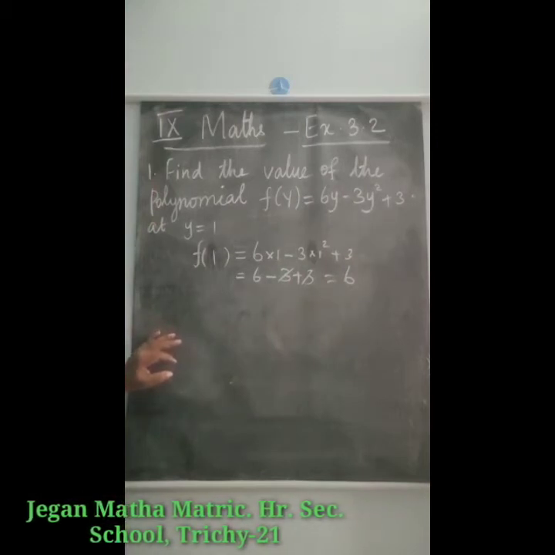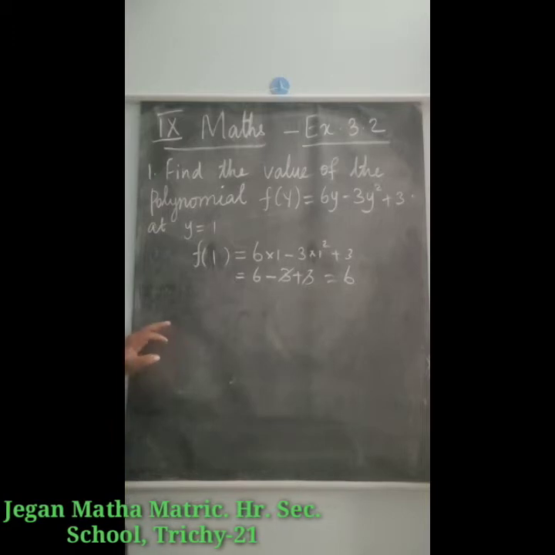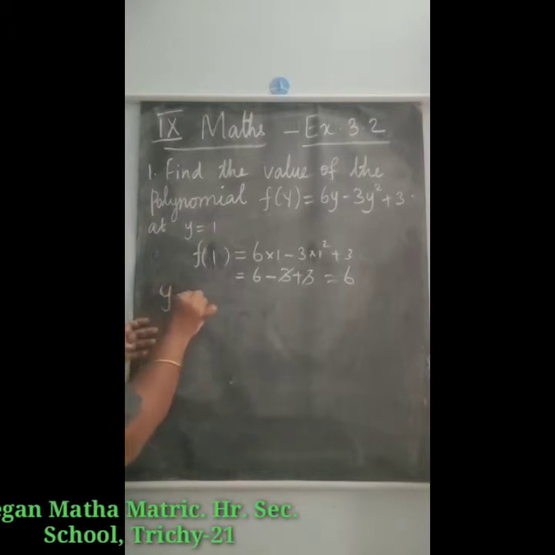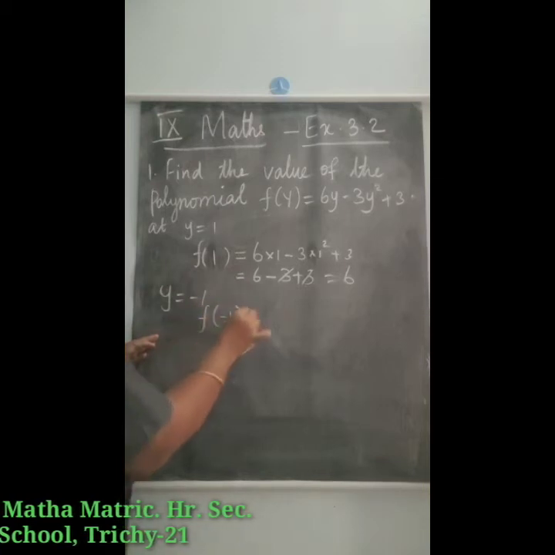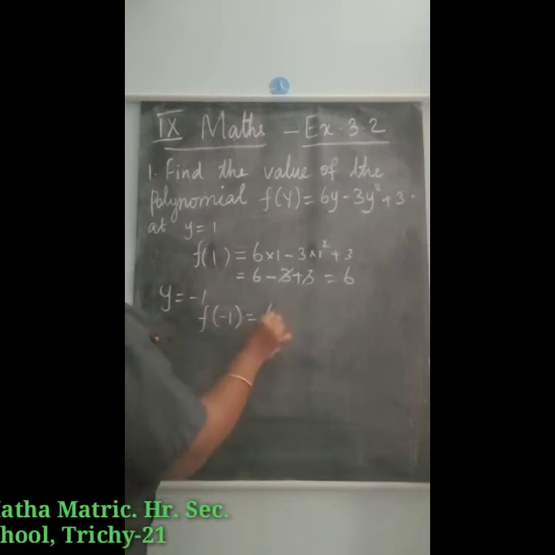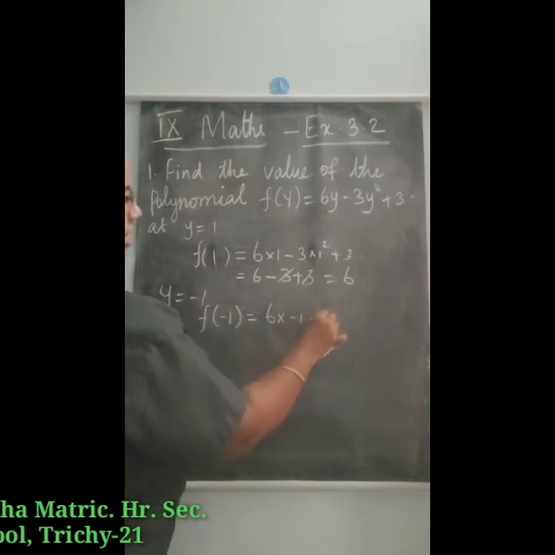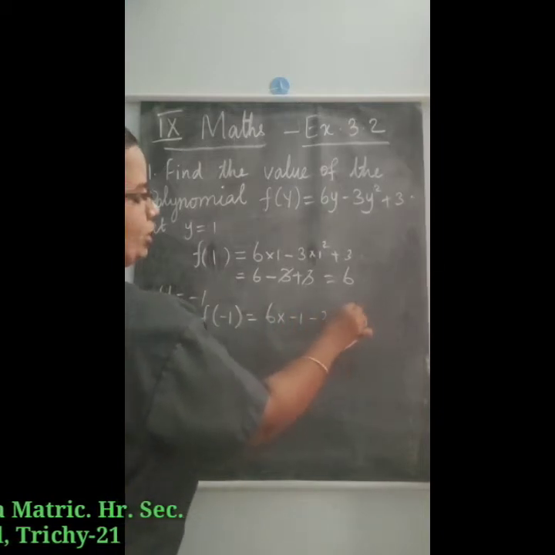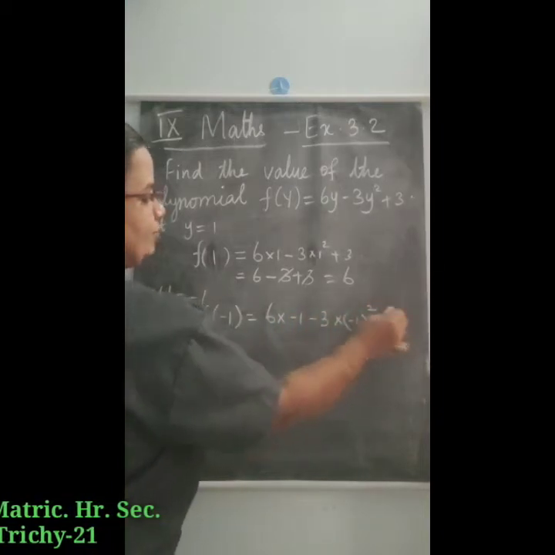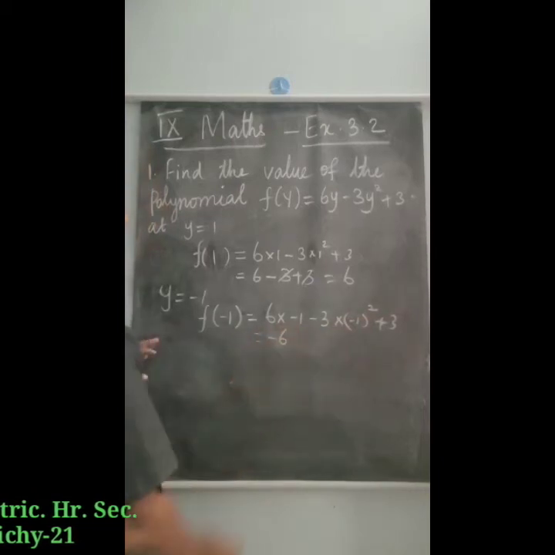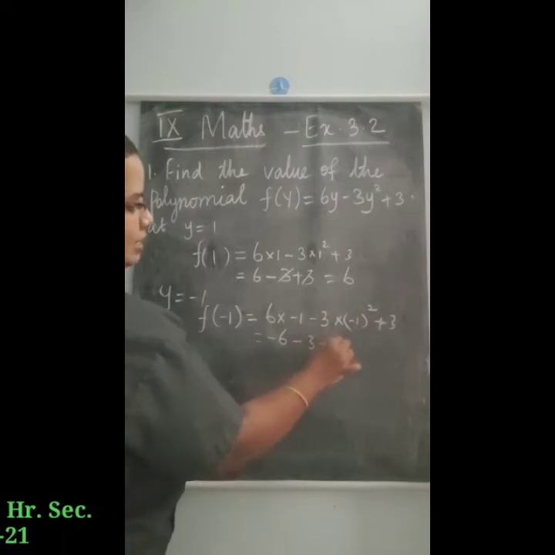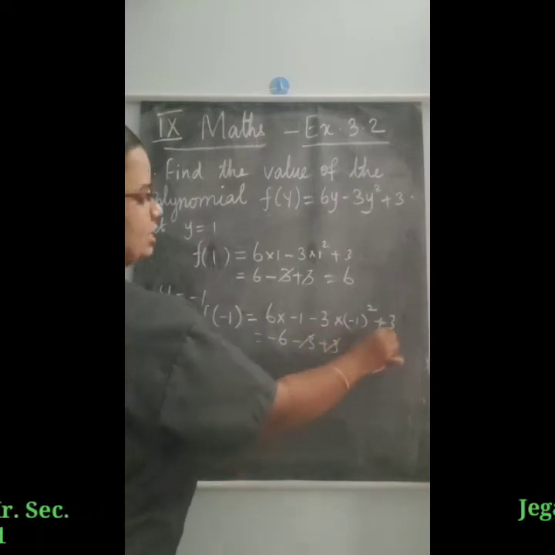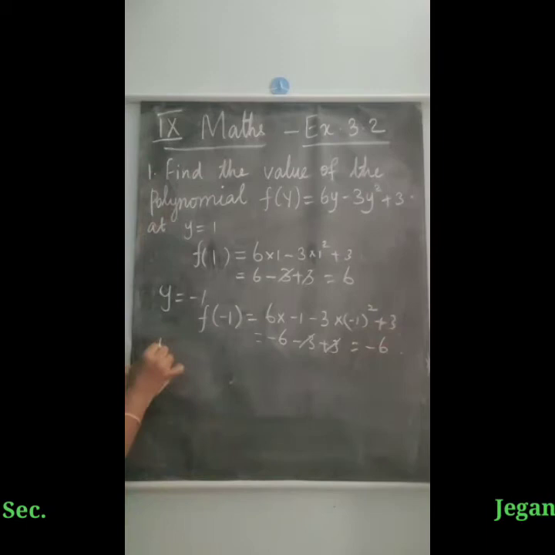Next, f of y at y is equal to minus 1. So instead of y we have to substitute minus 1. So that is equal to 6 into minus 1 minus 3 into minus 1 the whole square plus 3. So that is equal to minus 6, and here plus 1 and minus 3 plus 3 cancel. So that is equal to minus 6.